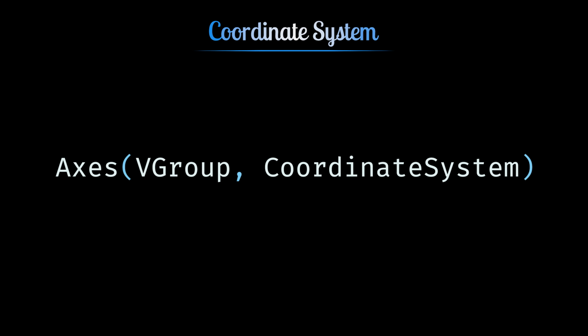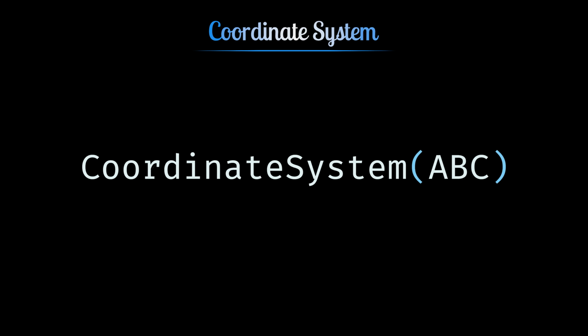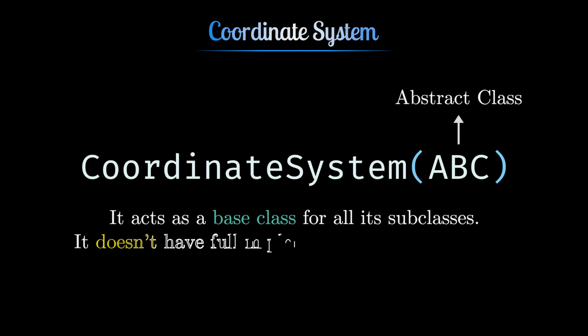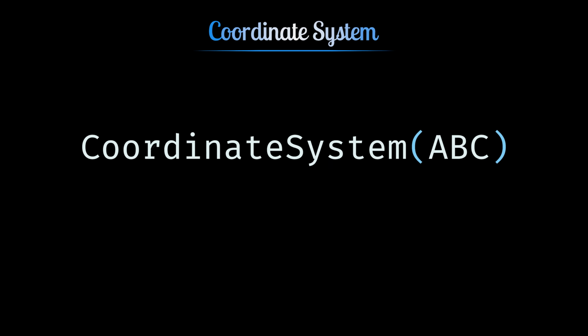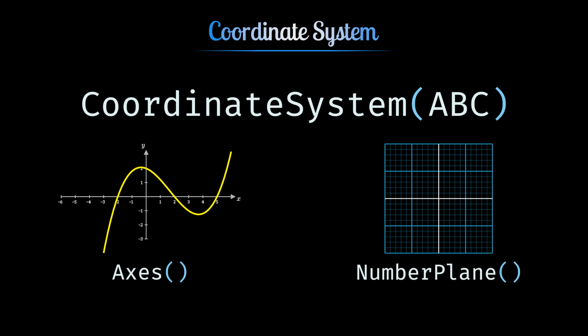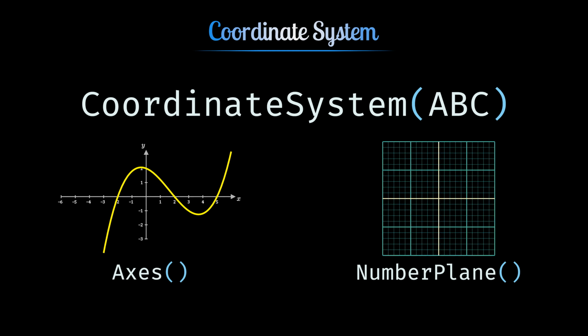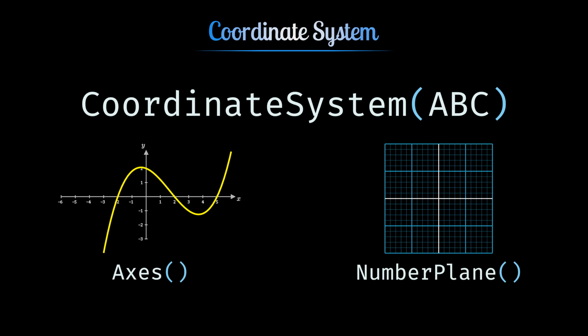The first one is the CoordinateSystem, which is an abstract class. This simply means that it doesn't have the complete implementations of the methods it provides. It just acts as a base class for all its subclasses. For instance, CoordinateSystem has two subclasses, the Axes and the NumberPlane. Once we understand how Axes works, it would be much easier to deal with the NumberPlane later.